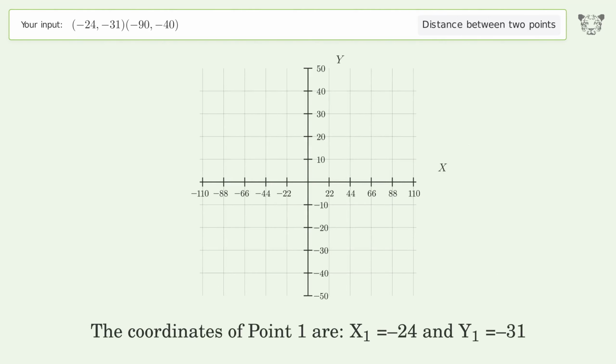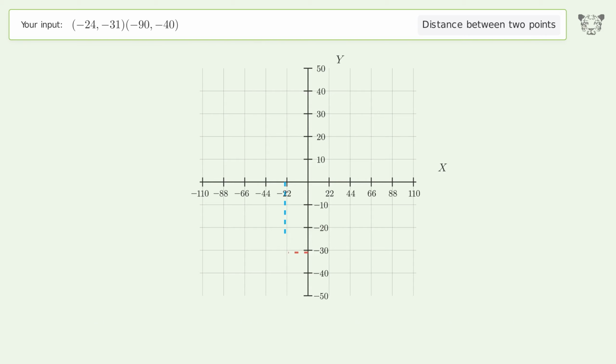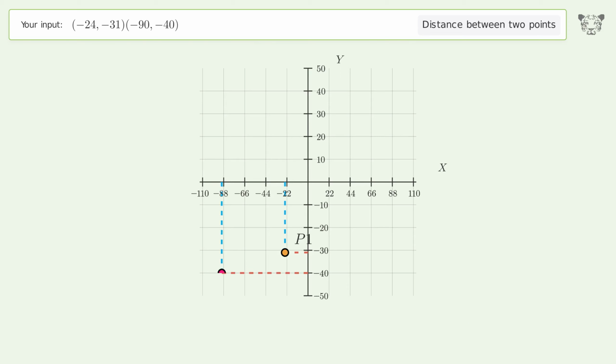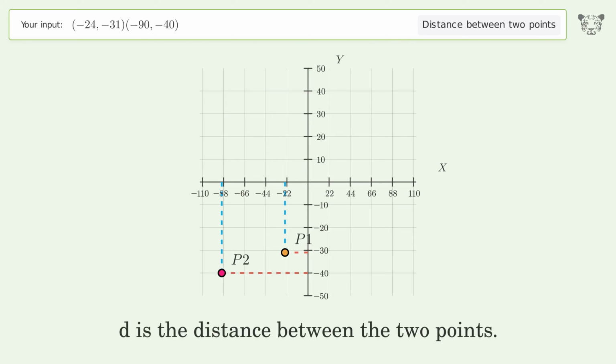The coordinates of point 1 are, x1 equals -24 and y1 equals -31. The coordinates of point 2 are, x2 equals -90 and y2 equals -40. D is the distance between the 2 points.